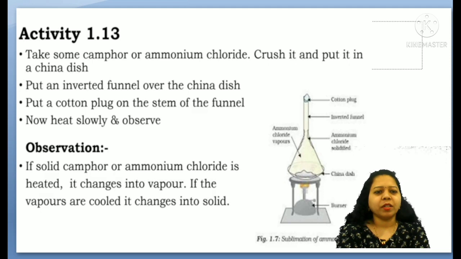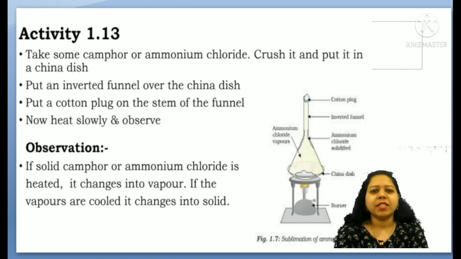Now see the observation. If solid camphor or ammonium chloride is heated, it changes into vapor. If the vapors are cooled, it changes into solid. After doing this activity, we understand that when we give heat to camphor or ammonium chloride, it turns into vapor, and if we reduce the heat, then it again turns into solid.